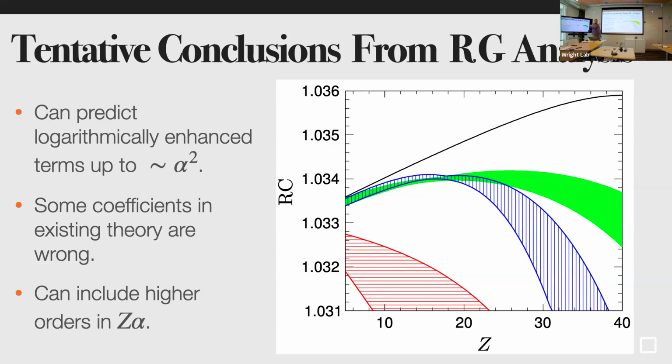So you could also ask, if you change the power counting, you could make different predictions and you could compare those to data. So one conclusion is that some coefficients in the existing theory are definitely wrong. Including that term, maybe I didn't write it, but there's a term at order Z squared. I'll write it here. This term is wrong in the literature, and we corrected it.